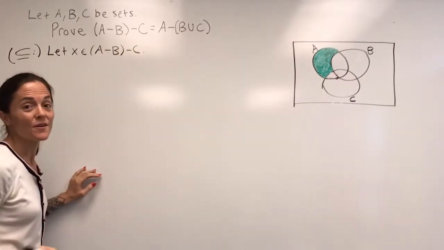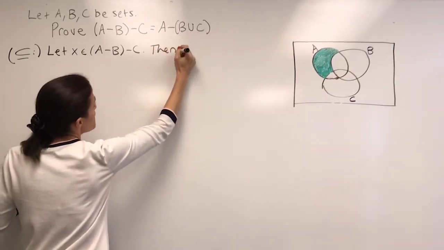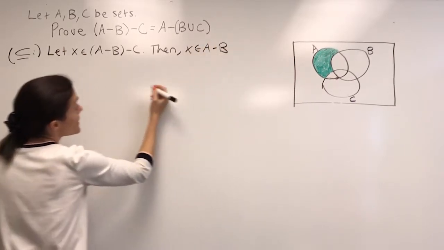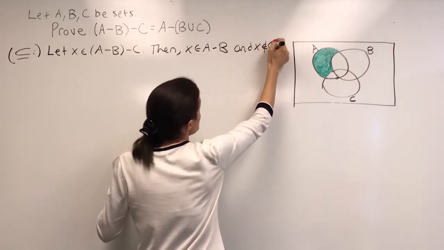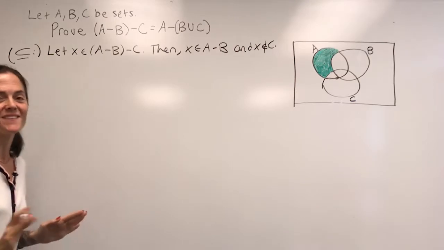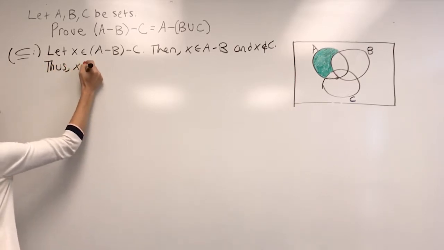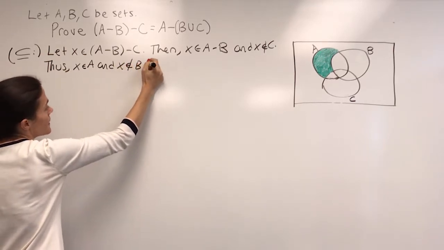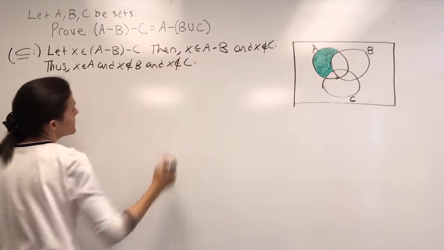Now let's unravel what this means. Okay, so then X is in A minus B, and X is not in C. Okay, and then we will unravel one more. So thus X is in A and X is not in B, and X is not in C.